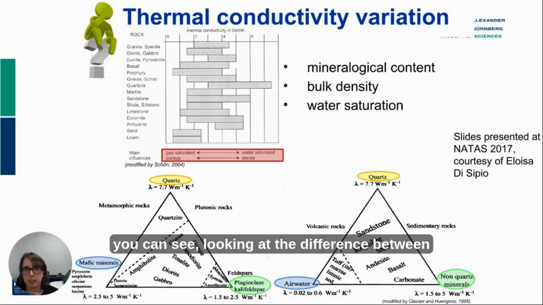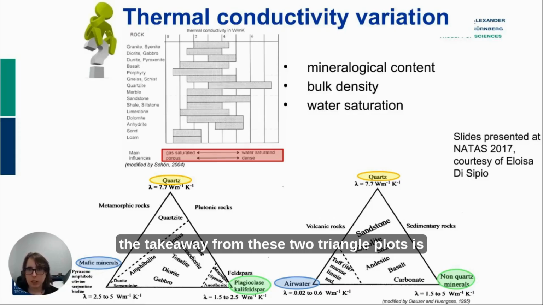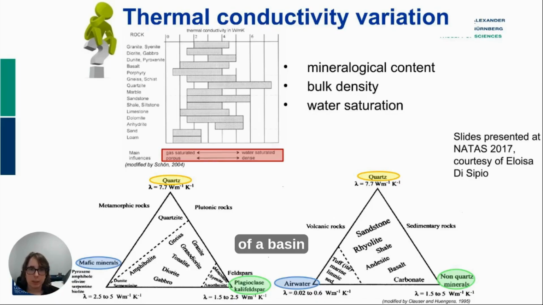On the left hand side, you can see the difference in composition in metamorphic versus plutonic and igneous type of rocks. So the difference between things like a granite type of material versus a quartzite and other types of materials. The takeaway from these two triangle plots is that the thermal properties of a basin is really strongly dependent not only on its composition, but also its porosity and thermal history.